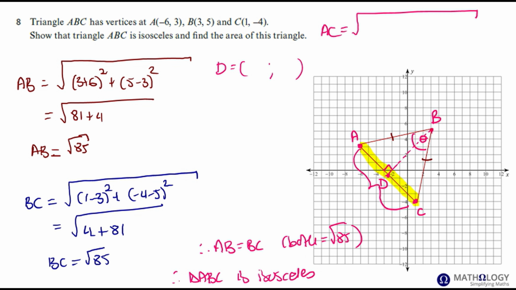Alternatively, you drop that perpendicular from B to AC to point D. We know the length of AC because we would have worked it out already using the distance formula. And then to find the length of BD, we first have to find the coordinates of D using the midpoint of AC. Once we have the coordinates of D, we've got the coordinates of B, we can use the distance formula again to find the length of BD, and then we can use half base times height, because we will have the base being AC and the height BD.